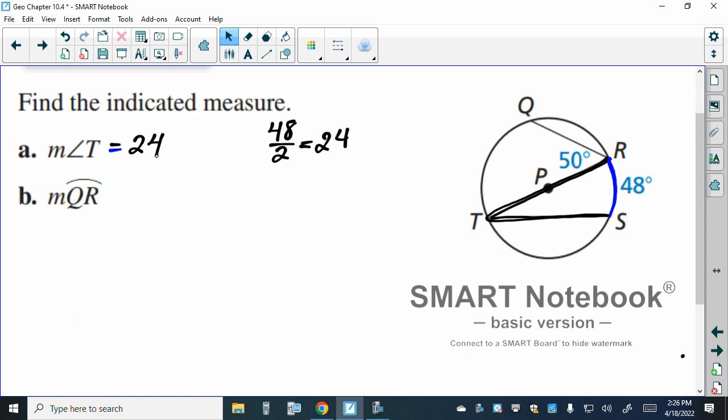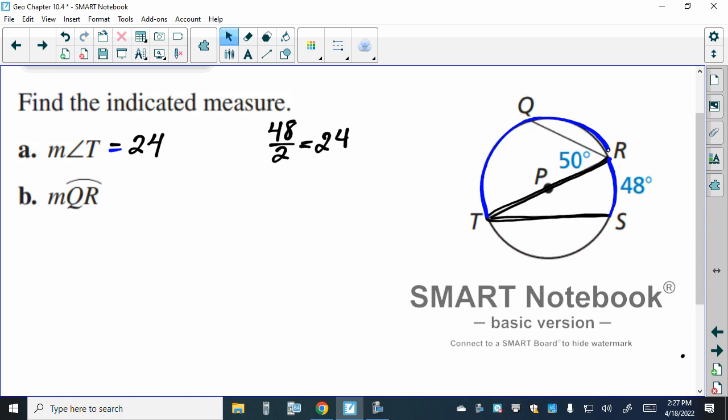I have a question. Yes. So, like the sunrise looking thing, that would be QR. Mm-hmm. So it's like asking for the angle, or not the angle, the arc. QT. Mm-hmm. QR. So QR is this here. So we know that this is 48 degrees, yes? So we want the measure of QR.